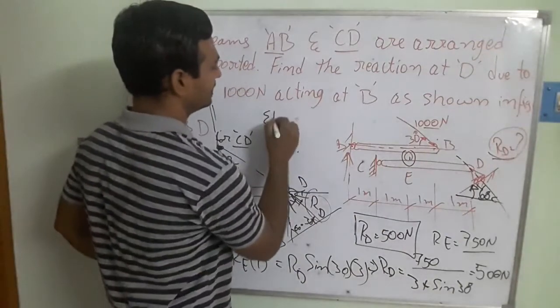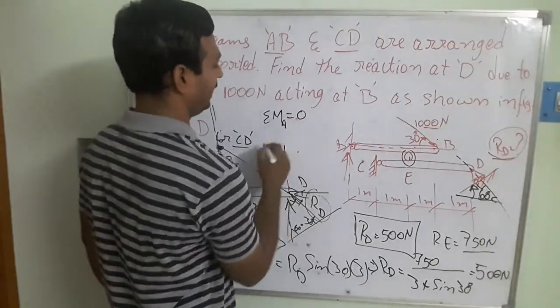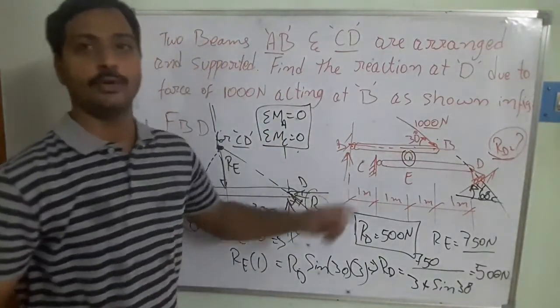That's going to be sigma M is equal to 0. Different points we can take, at A, sigma M at C is equal to 0. By using this one we have calculated.